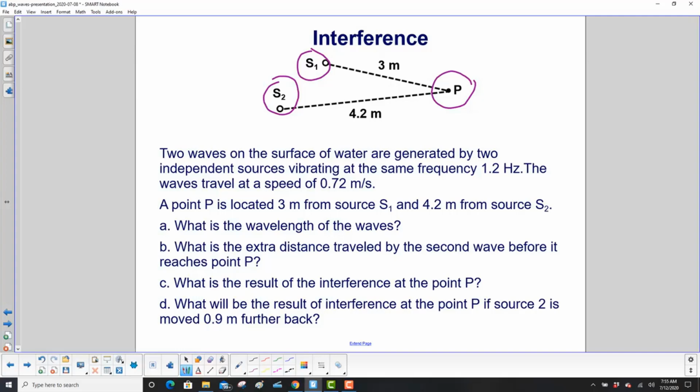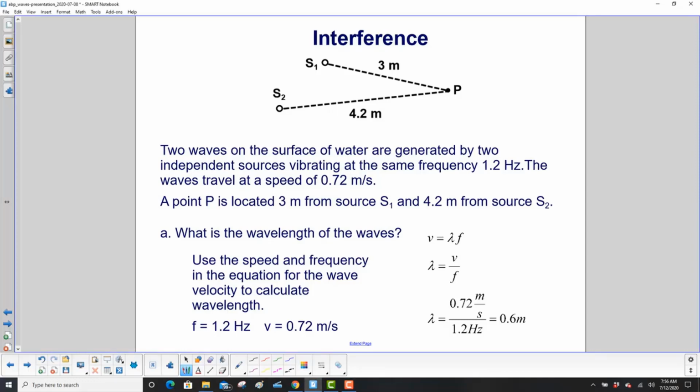What is the wavelength of the waves? What is the extra distance traveled by the second wave before it reaches point P? What is the result of the interference at point P? And what will be the result of interference at point P if source 2 is moved 0.9 meters further back? So it'll be moving like that.